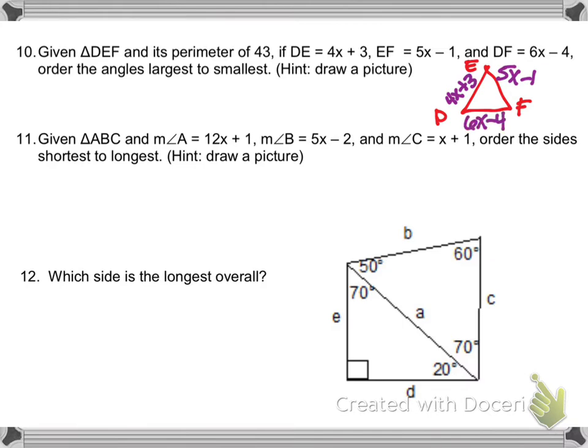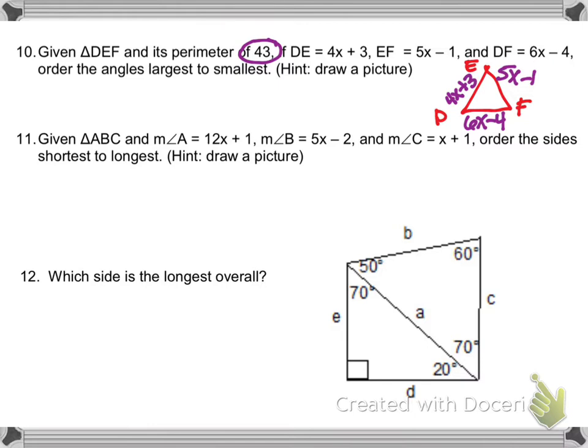Do not set these equal to 180. Okay, we are not talking about angles here. We are talking about sides. You have to be careful of that. Okay, they do give us the perimeter as 43. So we're going to add these together and set it equal to 43.